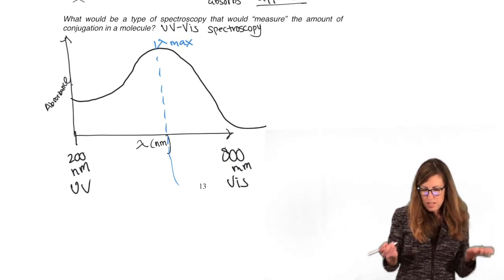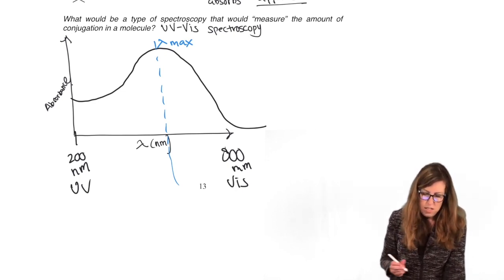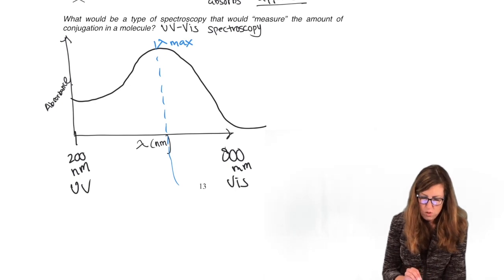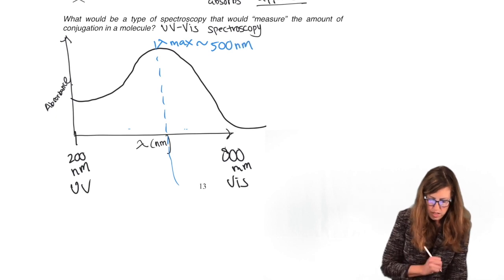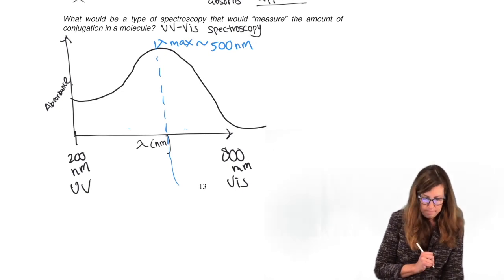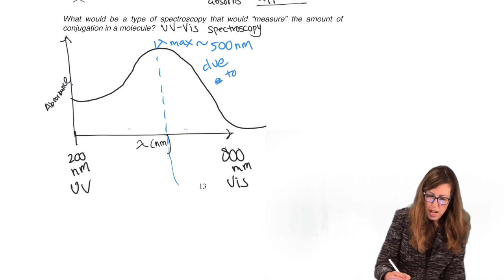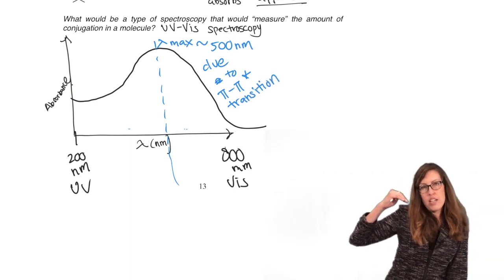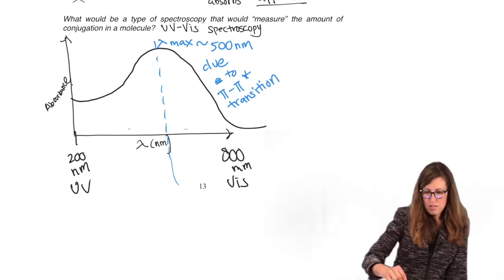I could approximate, I'm a little more than halfway to 800 from 200. So let's see, I would say 400 would probably be here, 600 here, so it might be around 500. Yeah, so that would indicate visible range absorption, right? Okay, and we remember that lambda max is due to what we call the pi to pi star transition. That absorption of the energy to allow a HOMO-LUMO transition. And then we can relax back down and we'll see the color.